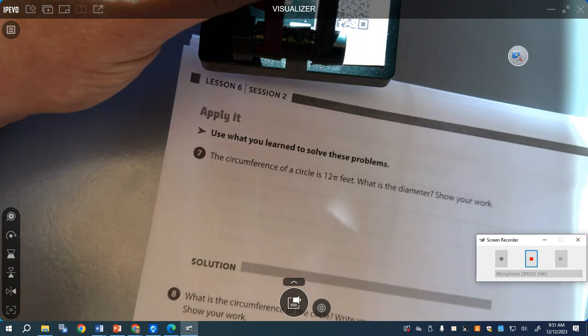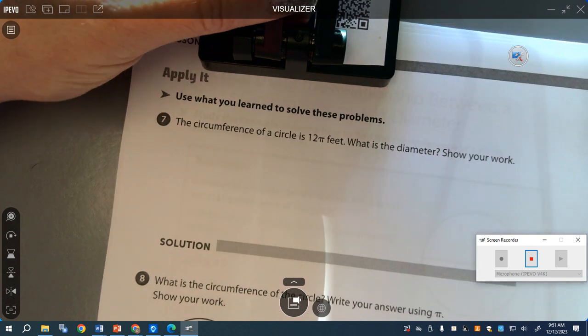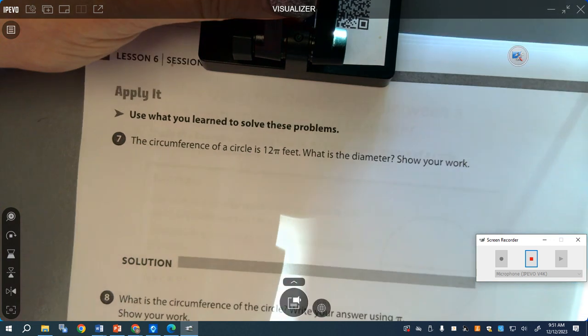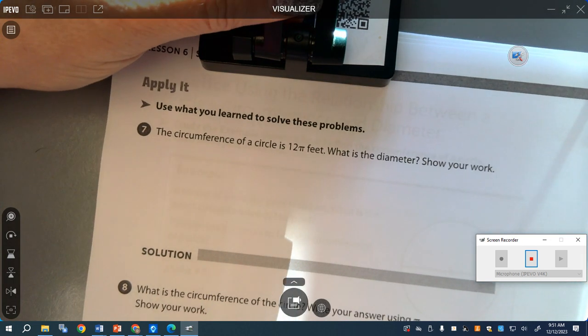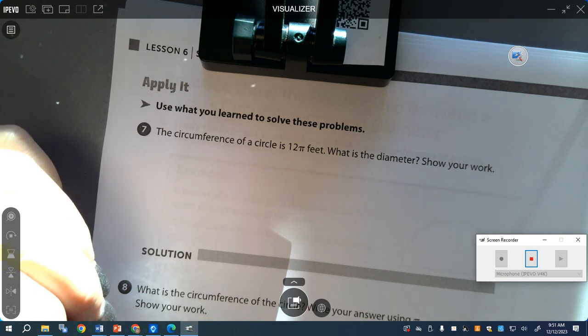So I want you guys to skip to page 106, and this is going to get a tad bit tricky.